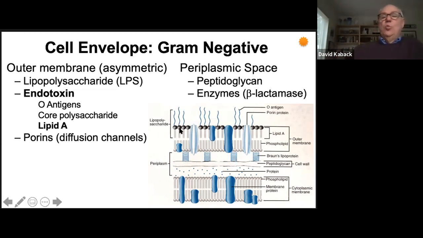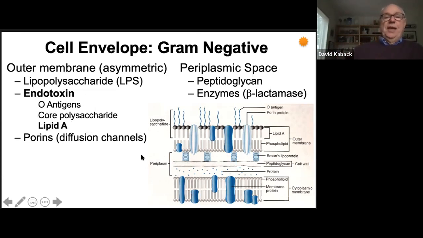And this is one of the most toxic parts of a gram-negative bacteria. It's why gram-negative bacteria are so much more dangerous in many respects than gram-positive bacteria, because this endotoxin can elicit a sepsis reaction. Now remember, I told you gram-positives can also do it, but not as efficiently as this endotoxin.